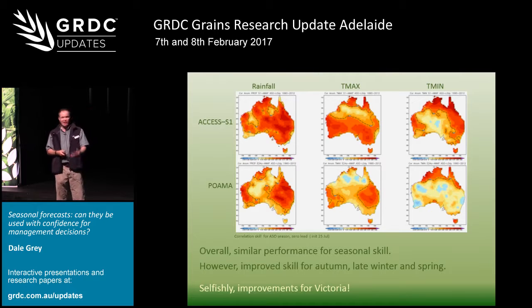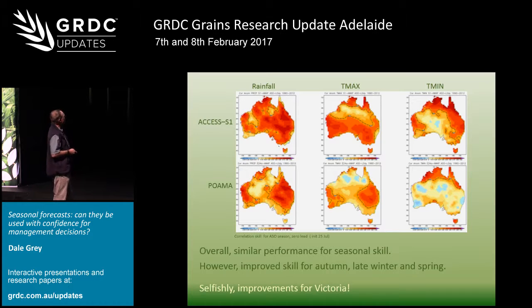Importantly, is it any better at getting rainfall right? So this is the August, September, October forecast from POAMA and for Access historically for rainfall, maximum and minimum temperature. Let's not worry about the stats, but the redder you are, the more skill you've got. And if you're blue, you've got no skill at all, negative skill in fact. So you can see here POAMA for Victoria for spring is in the middle, it's not too bad, but Access is a clear improvement in both rainfall and maximum temperature in particular over much larger areas of Australia than the current POAMA model. And quite selfishly, there are vast improvements for Victoria.